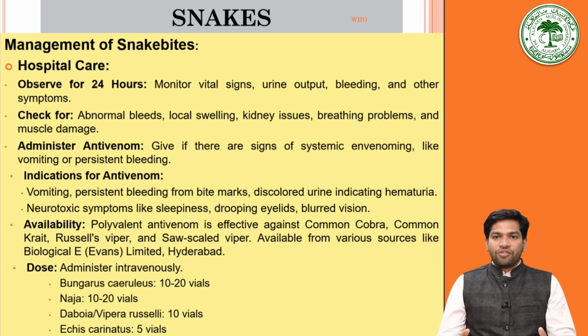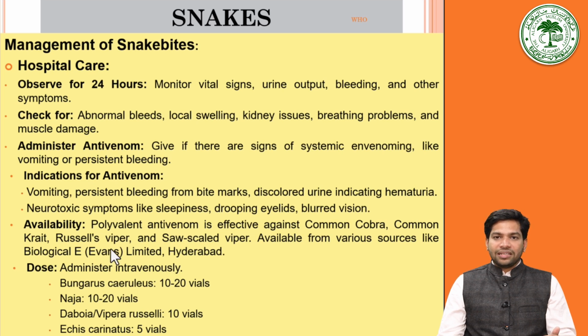The indications for the antivenom treatment are vomiting, persistent bleeding from the bite mark site, discolored urine indicating hematuria, and neurotoxic symptoms like sleepiness, drooping of the eyelids, and blurred vision. These are all indicative of systemic envenomation. So you should start the antivenom if these symptoms are there. Then you must have the availability of the antivenom.